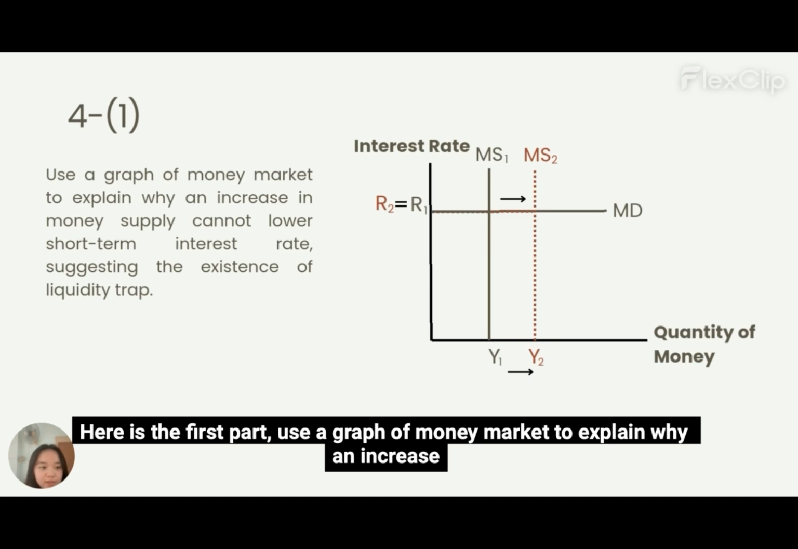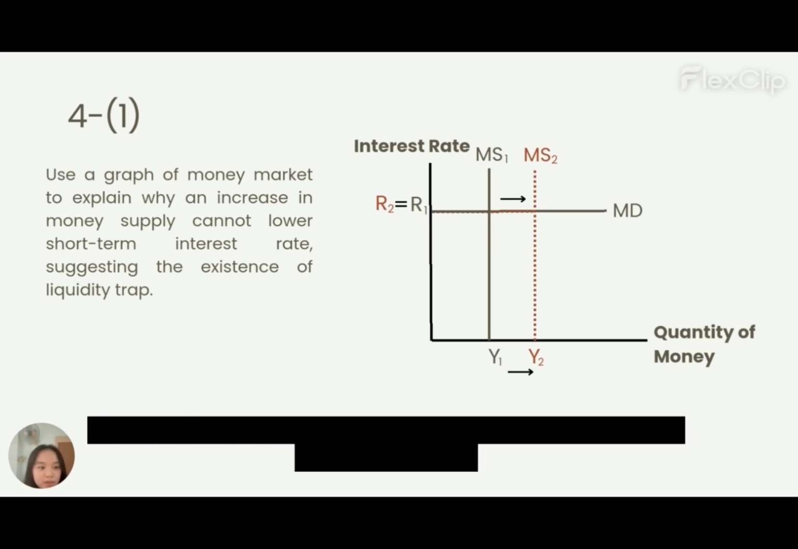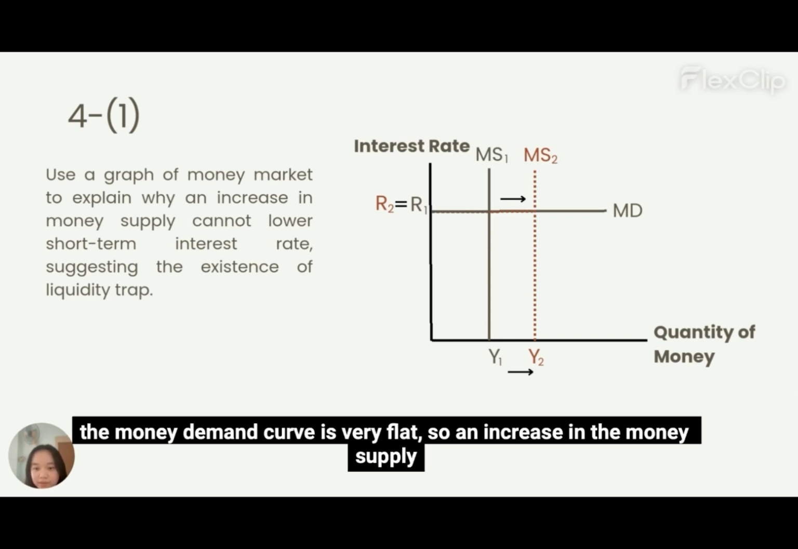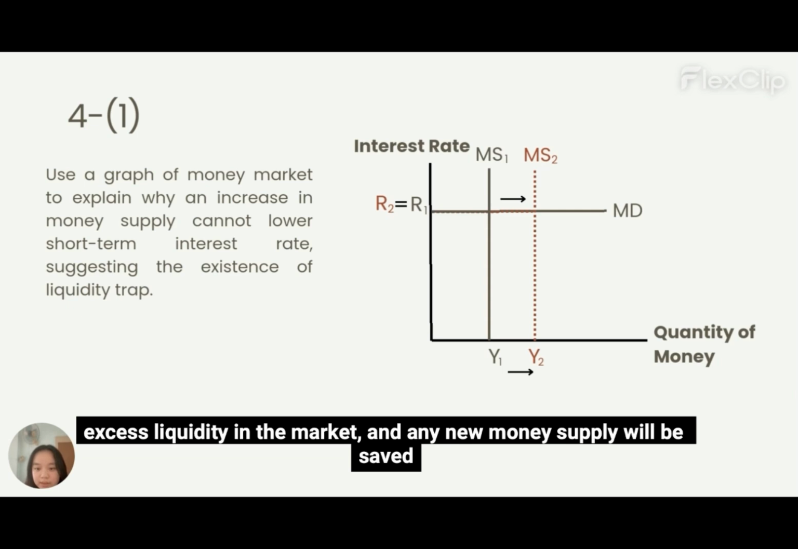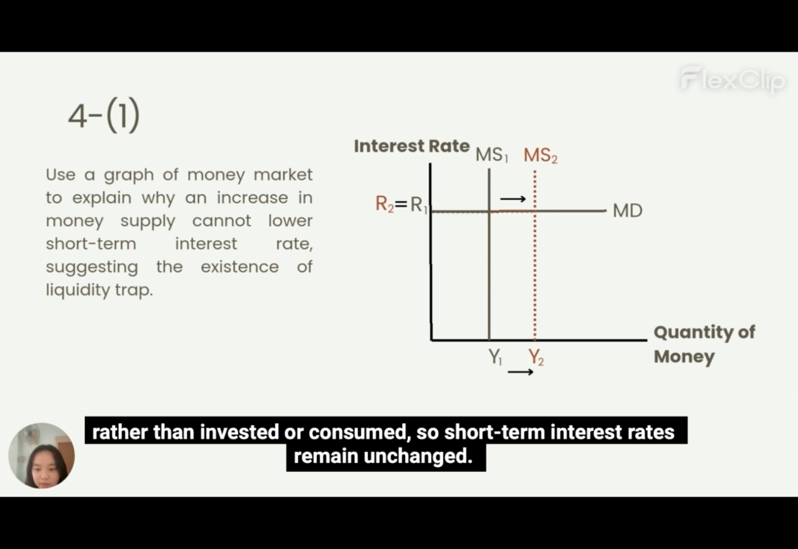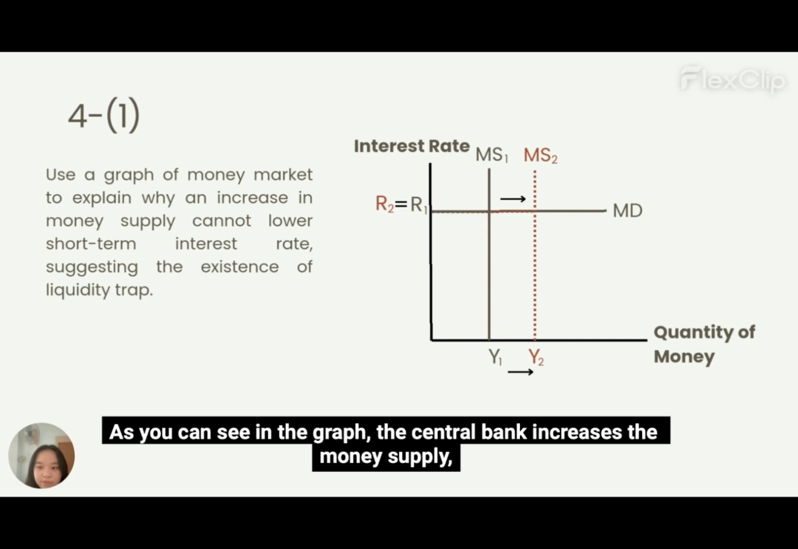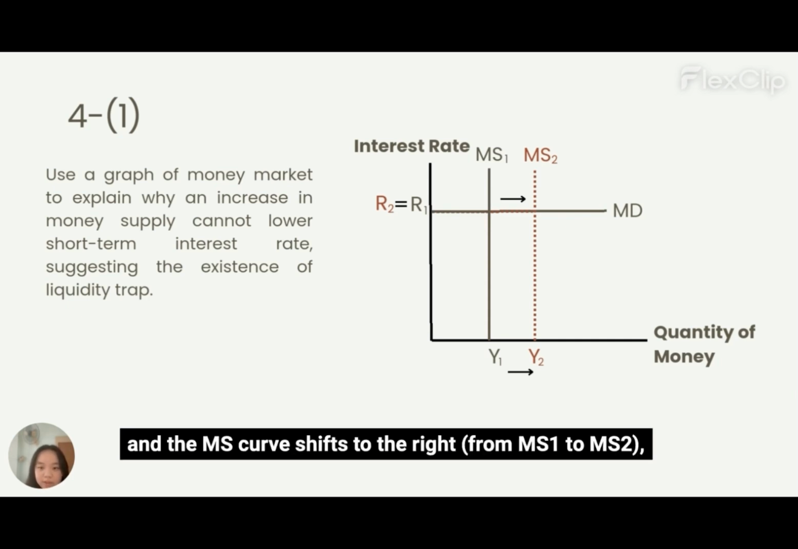Use a graph of the money market to explain why an increase in money supply cannot lower the short-term interest rate. In the liquidity trap area, the money demand curve is very flat, so an increase in the money supply cannot significantly reduce the interest rate. At this time, there is excess liquidity in the market, and any new money supplied will be saved rather than invested or consumed, so the short-term interest rate remains unchanged. As you can see in the graph, the central bank increased the money supply, and the MS curve shifts to the right from S1 to S2, but the demand curve remains unchanged.